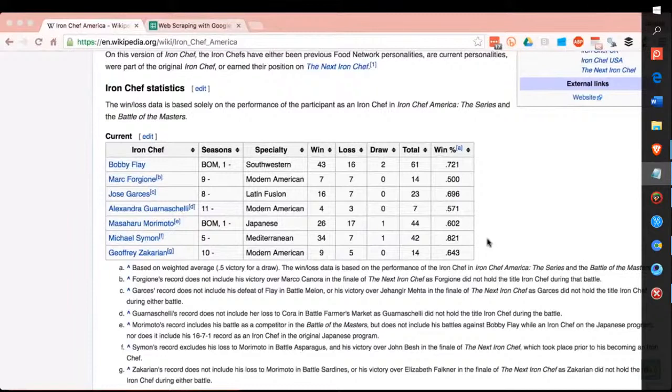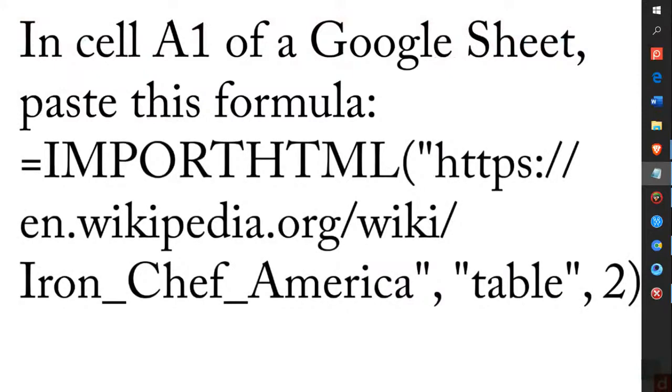Well, there's an extremely easy way to do this with Google Sheets. All we need to do is open up a Google Sheet, and in cell A1 of that Google Sheet, we paste in this formula. It's import HTML, then you give the web page, then you say that you're importing a table. You have to put that stuff in quotes, and the index number for the table. I had to poke around a little bit to figure out that this one was table number 2.